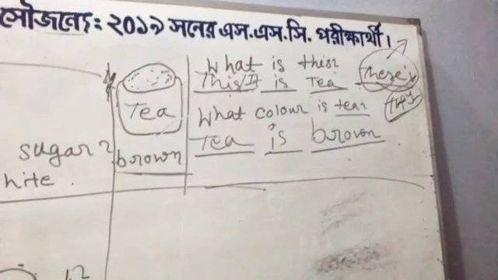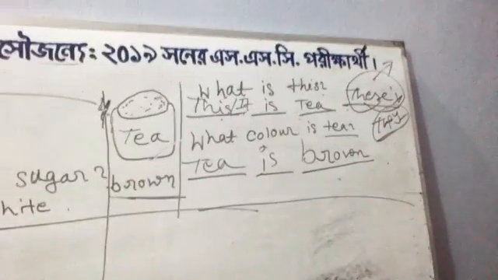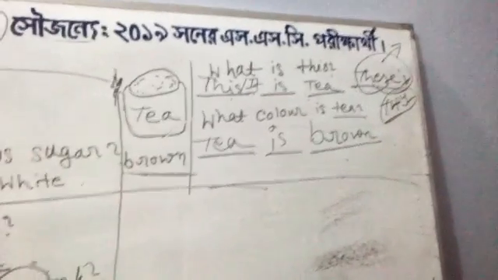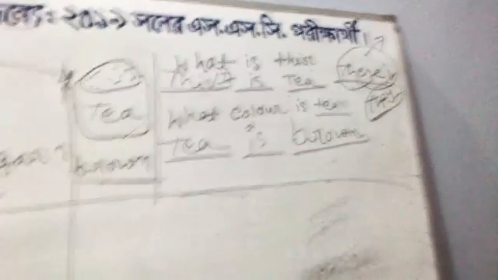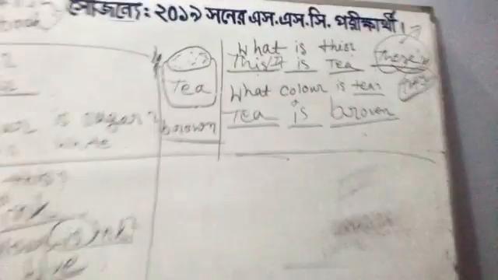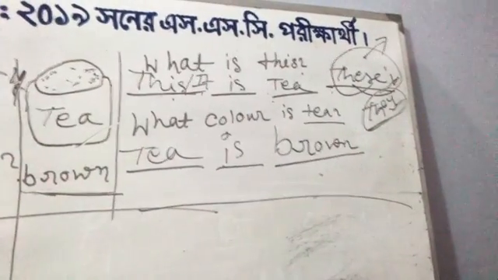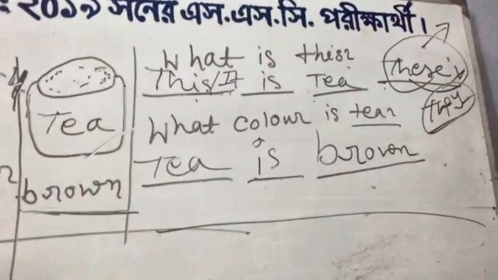But remember, you have to write the pronoun relating to your person. If it is third person singular number, you have to put the pronoun as this, it or that. If it is plural, then you can use the pronouns they, these, those, them, their, etc. So what is this? This is tea. What color is tea?